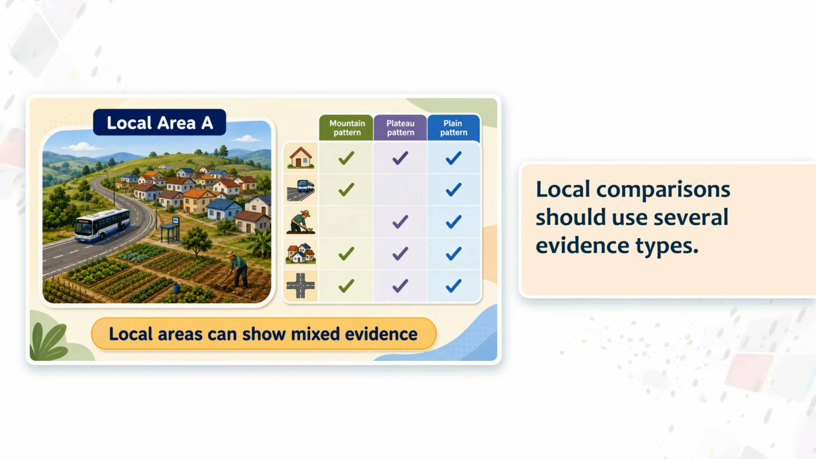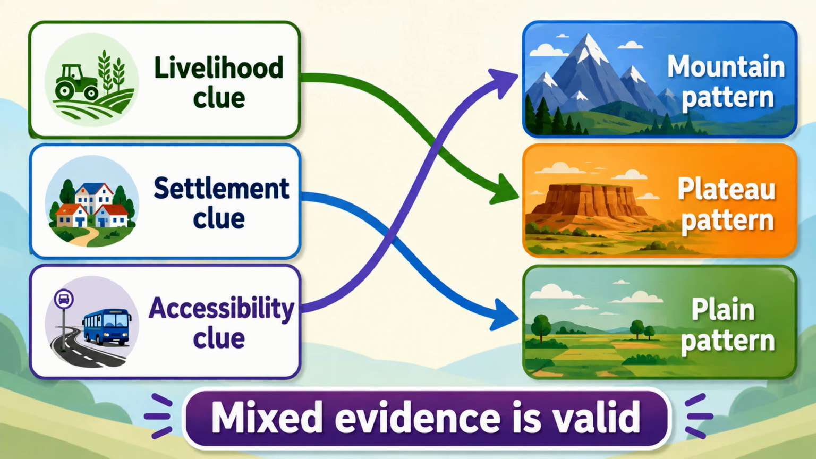The mixed checkmarks are the most important clue. Local comparisons should use several evidence types. One area can resemble more than one pattern. Real places can contain gentle slopes, flatter sections, different routes, and several forms of work within one small area. If we classify from only one clue, we may ignore the rest of the evidence. A better method is to compare the same categories used in the earlier table and describe which patterns are similar and which are different. This gives a careful local comparison without pretending the area must copy a textbook example exactly.